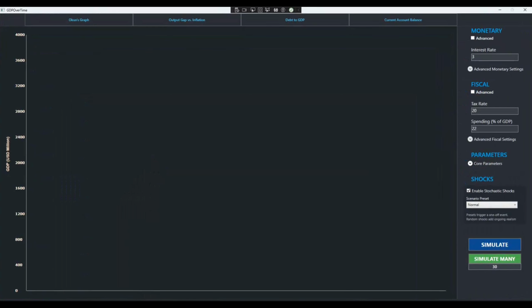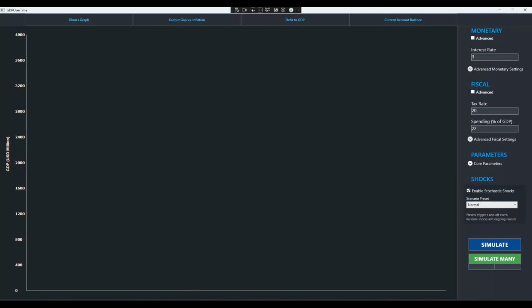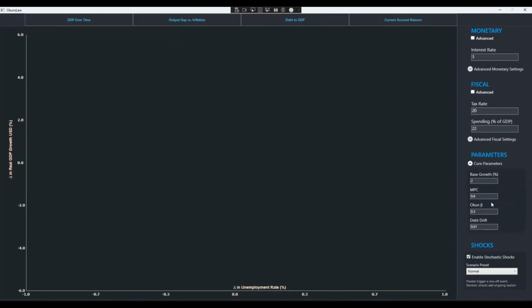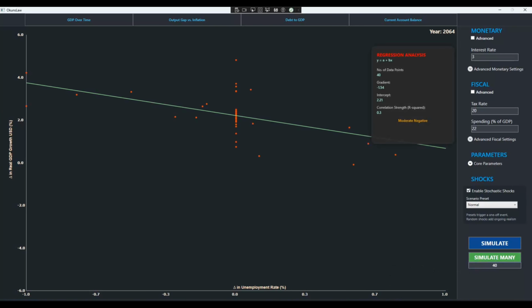So going back to the GDP over time trend graph, we can look and test the first Okun beta coefficient of 0.3. And simulating 40 years of this, if we switch over to Okun's graph for a more appropriate representation. So simulating 40 years with an Okun coefficient of 0.3, and we run a regression. We can see an R-squared coefficient value of 0.3 and we can see a gradient of negative 1.54.